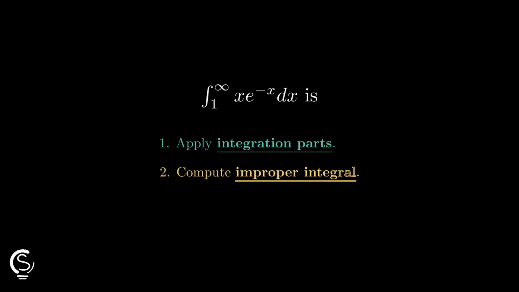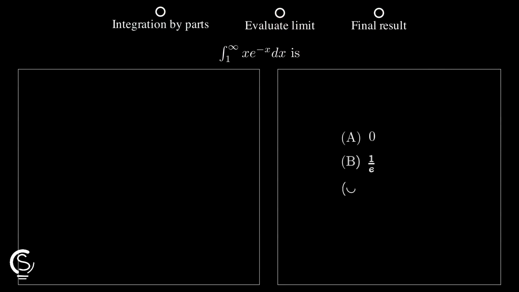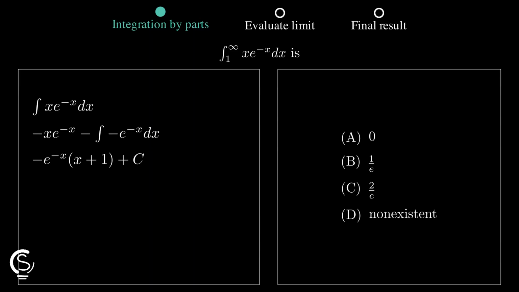I got your back. Integration by parts helps us solve this improper integral quickly. We will evaluate the limit step by step to find the correct answer from the list. Start by using integration by parts. Let u equal x and dv equal e to the negative x.